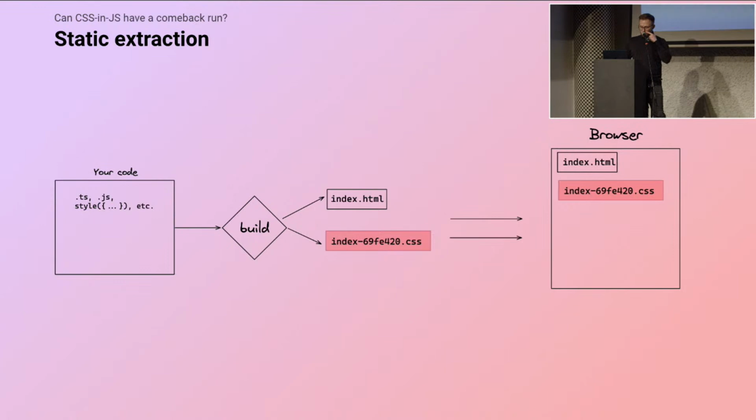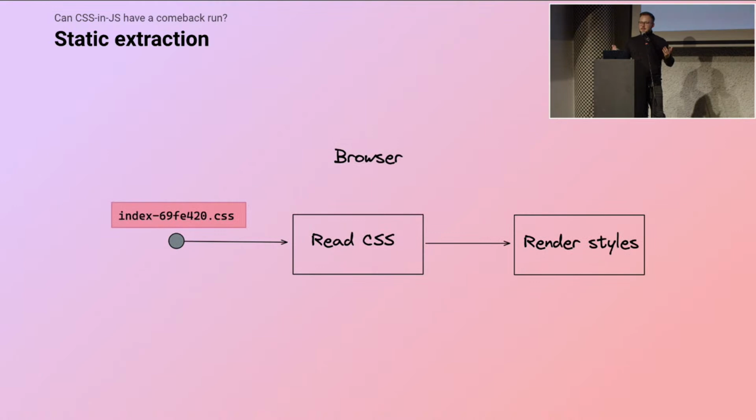So, coming back to this beautiful diagram. Once again, you're writing your styles the way you prefer, so TypeScript, JavaScript, your style function, whatever. But after the build finishes, you end up with a .css file. And as we know, the browser is capable of processing that correctly. So at this point, you can ask yourself, why wasn't this possible in the past?